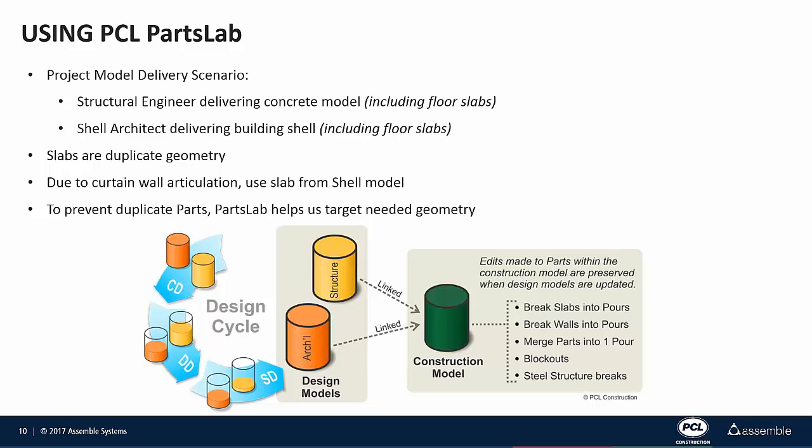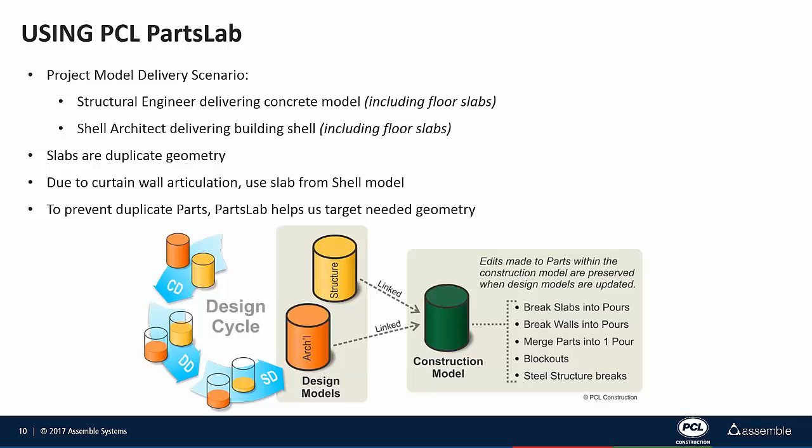On the right-hand side, you see the construction model, and that's where we create all of our parts. We do all of our pour breaks, as you saw, the column modifications, embeds, blockouts, sleeves, anything that we might need for our construction model happens on that right-hand side of the image. On the left, you're seeing the design cycle, and the design models are linked into that construction model. So as that design cycle matures and we have to update those linked files, we don't lose all the work that we've done inside of that construction model.